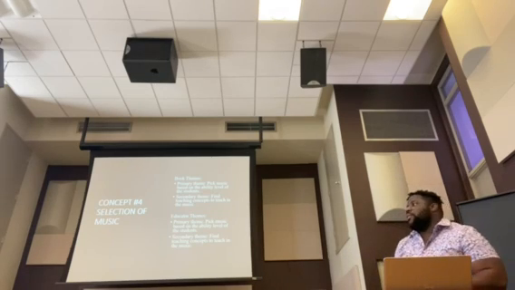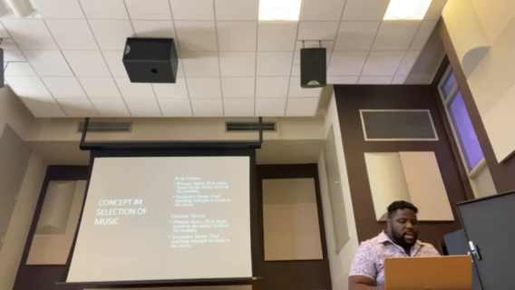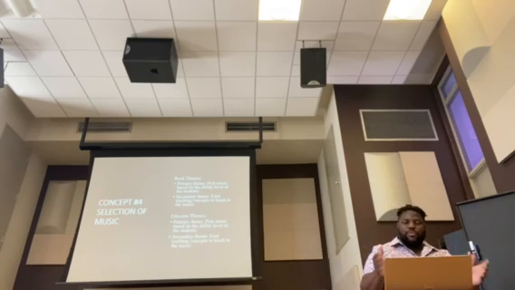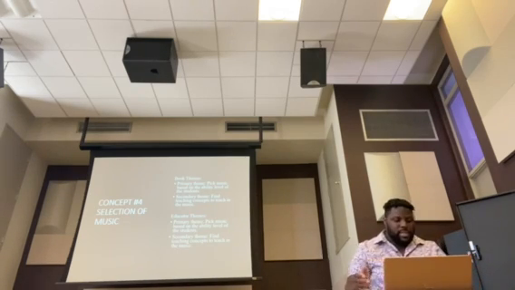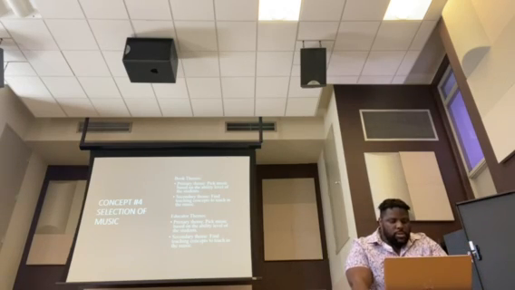Concept number 4 is the selection of music. The educator plays a large role in the development of the students by picking the right music that helps to teach concepts and provides a challenge for the students. So the 4th concept, which is very important for younger students, is the selection of music.